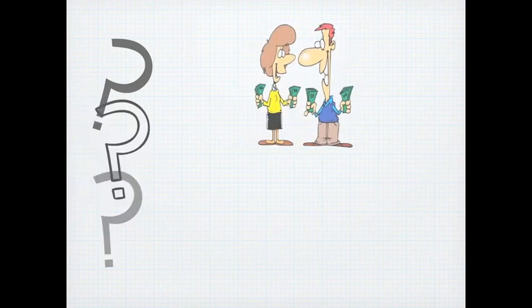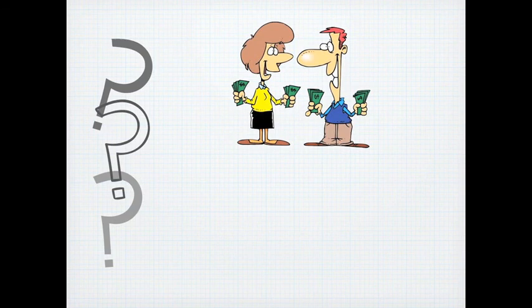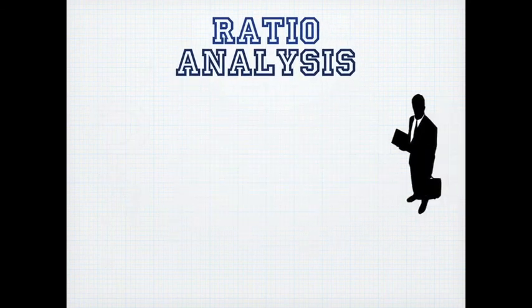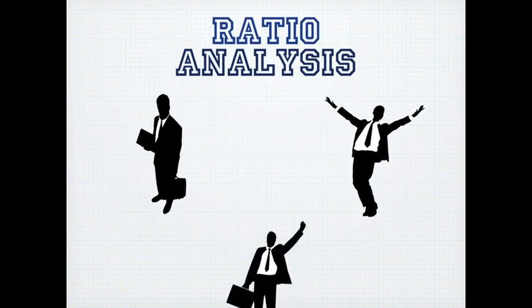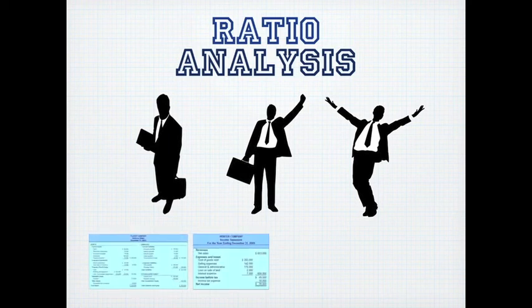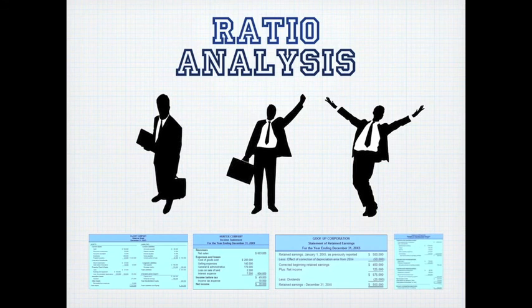What do companies and investors do in order to determine whether or not the company is performing well? One way to evaluate a company's performance is through ratio analysis. Ratio analysis is a tool used by managers, credit analysts, and stock analysts to examine financial statements. It helps them identify weaknesses in the company that need to be strengthened in order to maximize stock price.